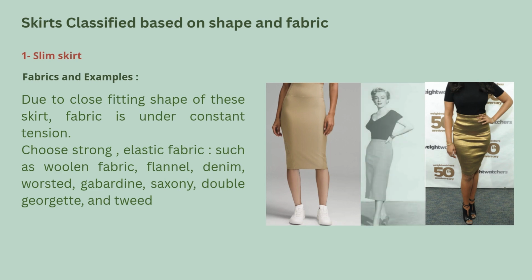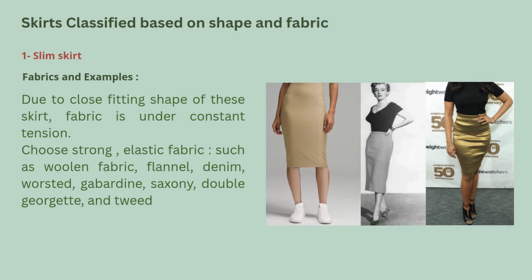These are some examples of a slim skirt. As you see, they are tightly fitted at waist and hip, and they either narrow down or come straight down. Due to close fitting shape of this skirt, fabric is under constant tension. So that's why we should choose a strong elastic fabric such as woolen fabric, flannel, denim, worsted, Gabardine, Saxony, double georgette, and tweed.